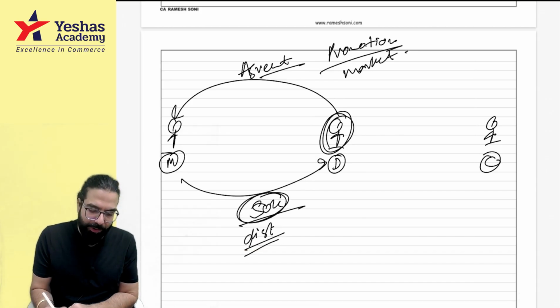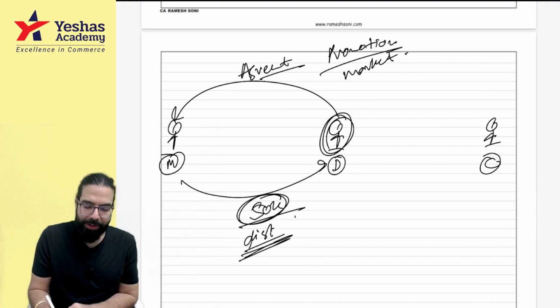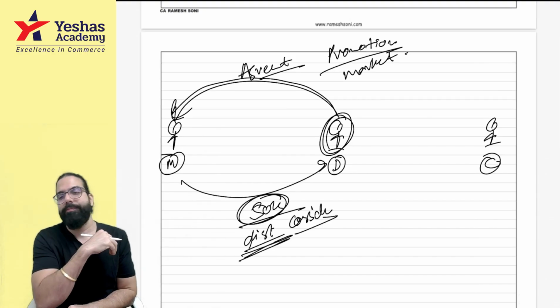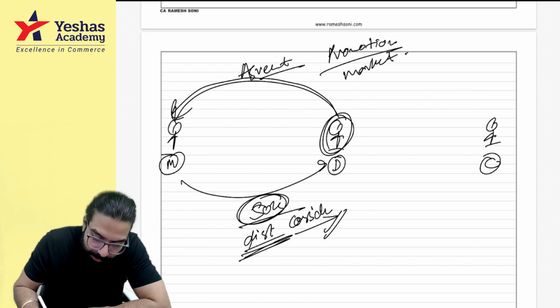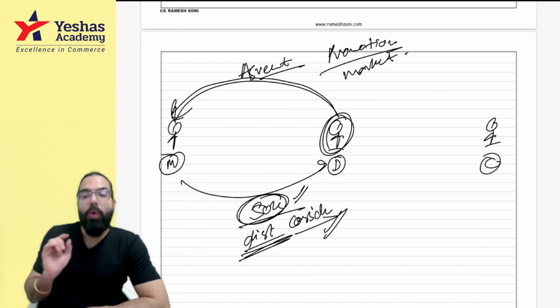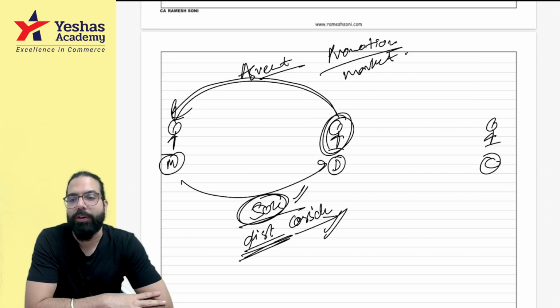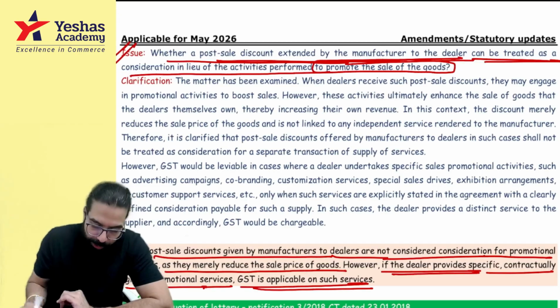On 50,000, will you consider it a discount, or is it a consideration because we already had an agreement with him? It's a consideration because you had an agreement with the manufacturer. I hope this point is clear to all of you. Yes, sir.